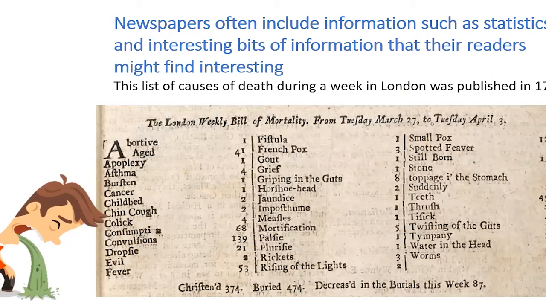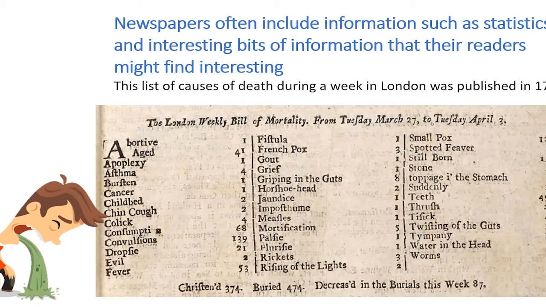And I've got a great bit from a newspaper here. This is from 1722. And I couldn't resist putting this in because it's just so interesting. So newspapers often include interesting bits of information. And what we actually have here is the list of causes of death in a week in London in 1722. And I'll just give you a moment to look through some of these. And we have some quite funny, quite unusual, quite sad, different types of causes of death.